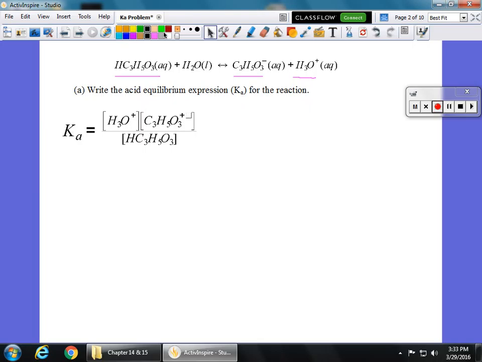You'll note that the water is missing, right? There's no water in this because the water here is a liquid, and you're not going to show that. So the typical Ka expression has hydronium times the conjugate base over the original acid, okay? So I'd say that's like a 1-point question, just being able to write that expression.